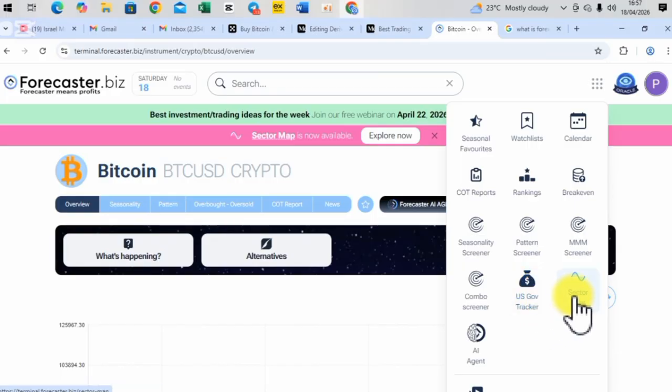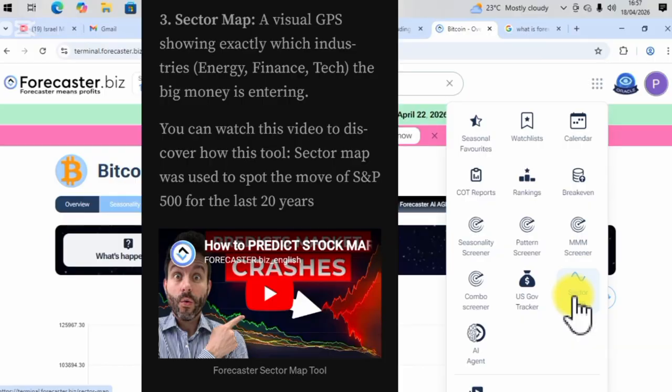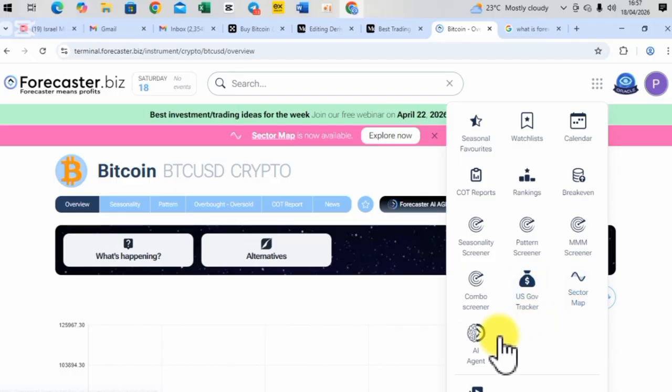Then when you go to the sector map, this one has a visual GPS which can scan the market and show you exactly which industries, energy, finance, tech, the big money is trying to enter. Okay, then we have the AI agent. This is the AI of forecaster, which is going to give you all the fundamental news within the market, irrespective of the instrument you are analyzing.